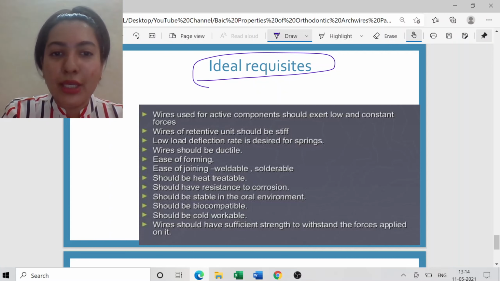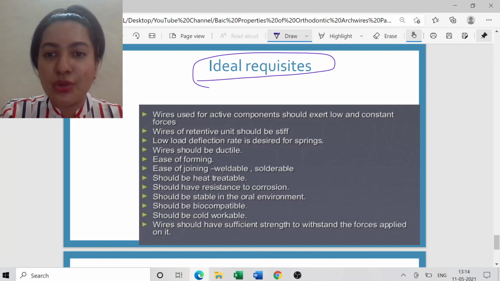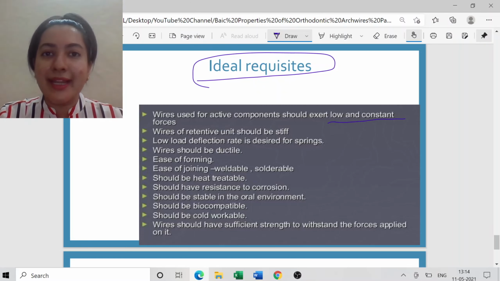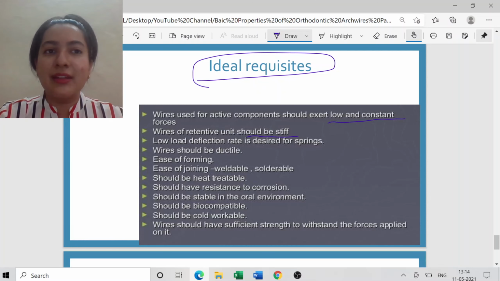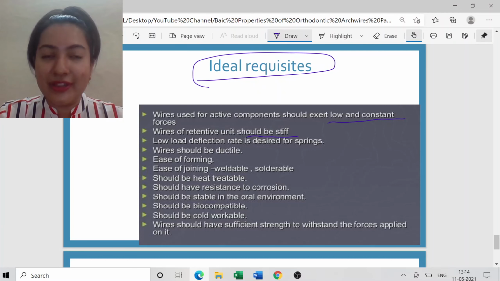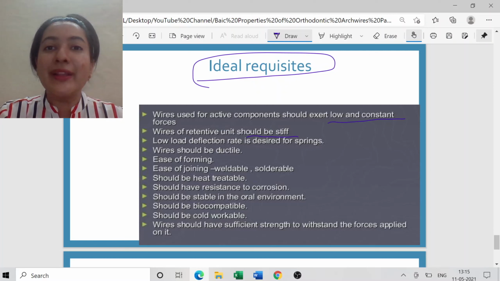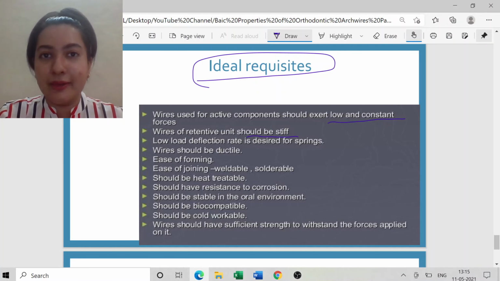Wires used for active components should exert low and constant forces. We just read that light continuous forces are desirable to bring about tooth movement. Next, wires of retentive unit should be stiff. We just did that LDR should be high for retentive units. Only if they are stiff, they will not get deflected easily with less amount of force. And we do not want the wires of retentive unit to move easily. Otherwise, they will not be able to retain what has been told to retain.